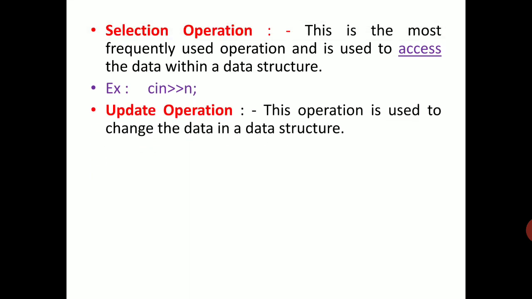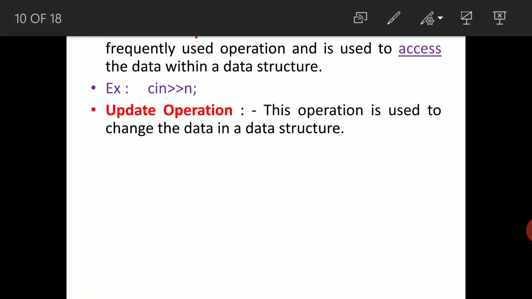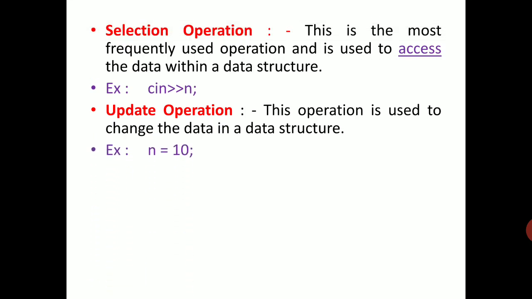After that we proceed to the next one, the update operation. Update means we are making changes. This operation is used to change the data in a data structure. Here we are changing the n value. Previously its value was 25, and now we are changing it to 10. So this is the update operation.